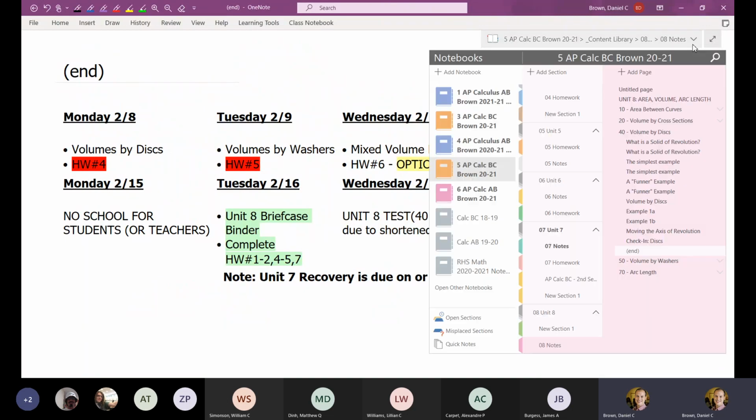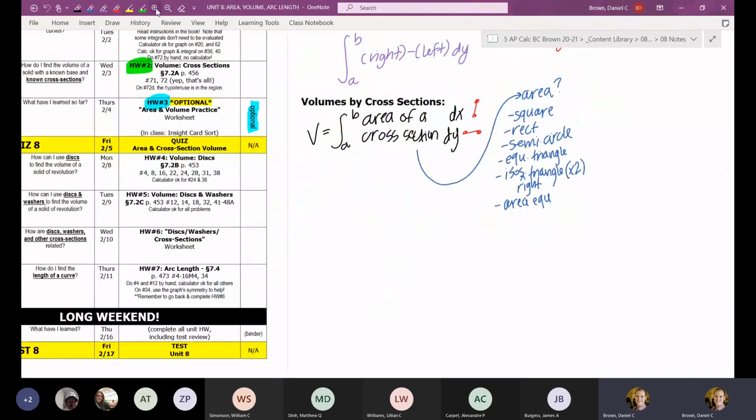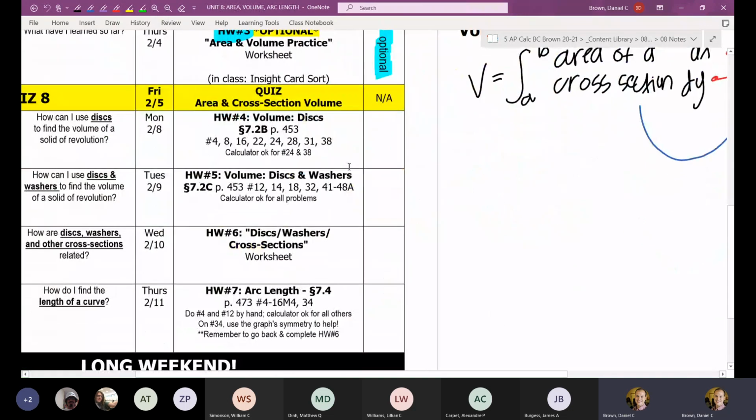If you work, you could probably finish most of homework number 4 in class today. So homework 4 is just 8 problems. And a calculator will be okay for numbers 24 and 28. You should be able to finish homework 4 in class, in fact, I recommend you at least finish it today so that tomorrow's notes of the disk and the washer method mixed together go a little bit more smoothly.